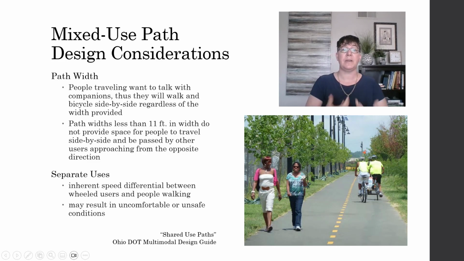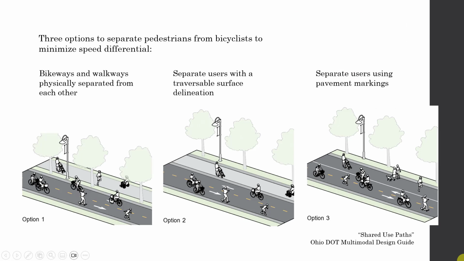Another design consideration is separating these two uses. There is an inherent speed differential between the bicyclists and the pedestrians, and when your trail is busy enough, this can feel uncomfortable or even be unsafe. So when you have enough use that you really want to separate pedestrians from bicyclists, there's a couple of different options. And starting kind of over here on the right, you can simply mark on the pavement a pedestrian zone and bike lanes.